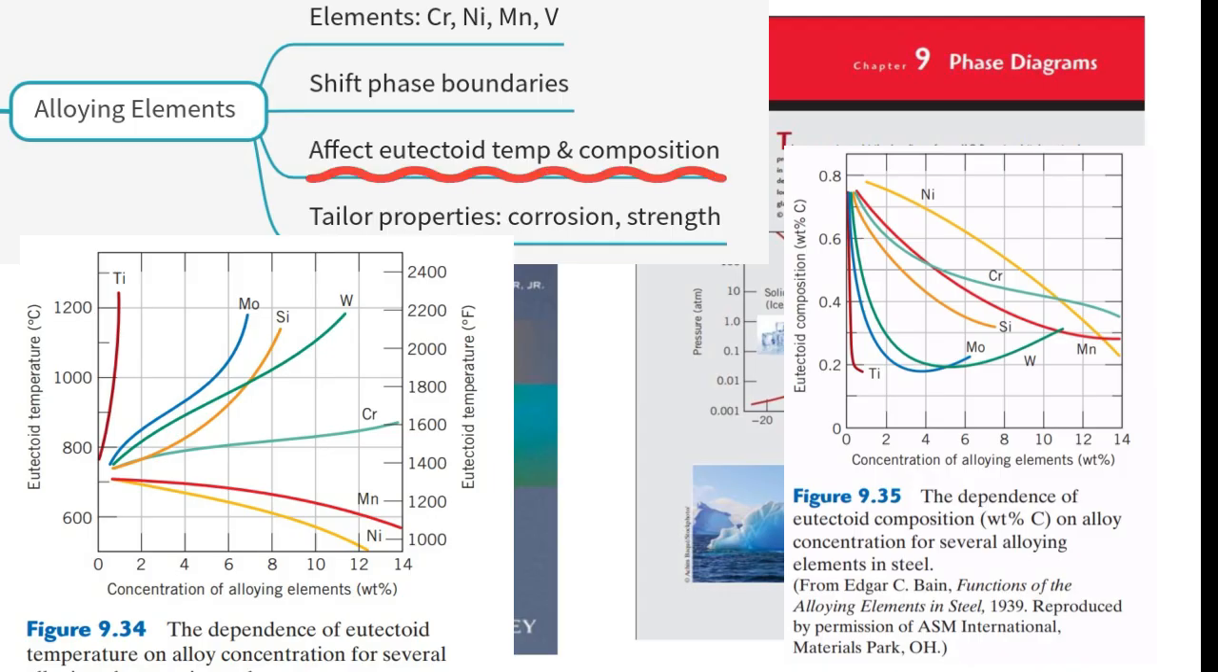Pretty much. And these additions are made deliberately, of course, to tailor properties. Things like improving corrosion resistance, like in stainless steels with chromium, increasing hardenability, how easily you can form hard structures like martensite, improving strength at high temperatures, or modifying the response to heat treatment. This really expands the possibilities way beyond simple iron-carbon alloys. That's covered more in Section 11.8.